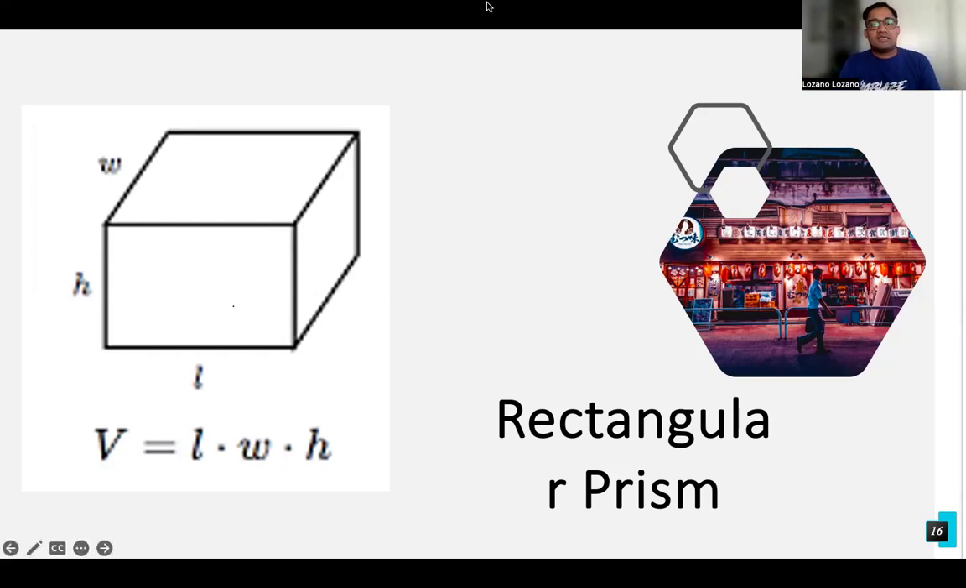Okay, example. Our rectangular prism is measured by 6 centimeters on the length. Width is 4 centimeters.